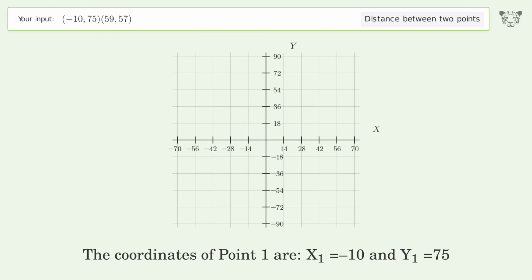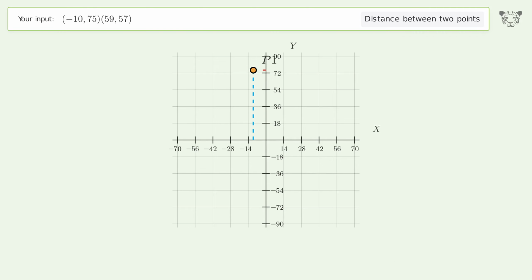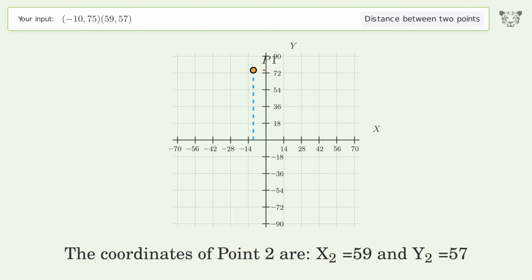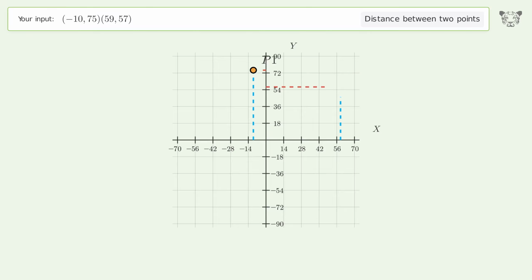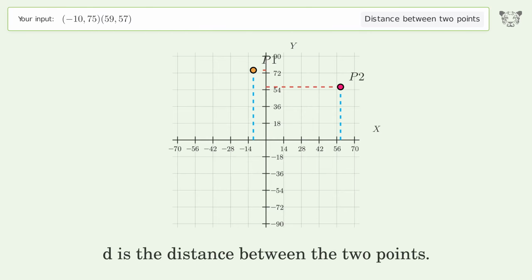The coordinates of point 1 are x1 equals -10 and y1 equals 75. The coordinates of point 2 are x2 equals 59 and y2 equals 57. D is the distance between the 2 points.